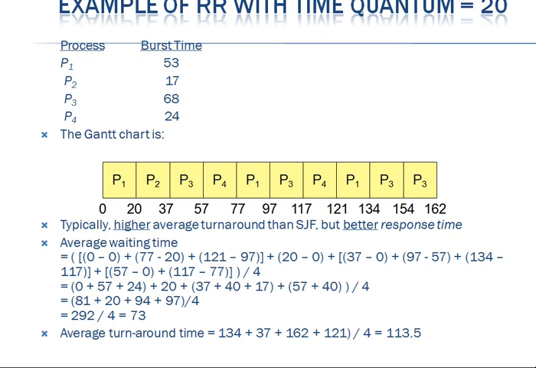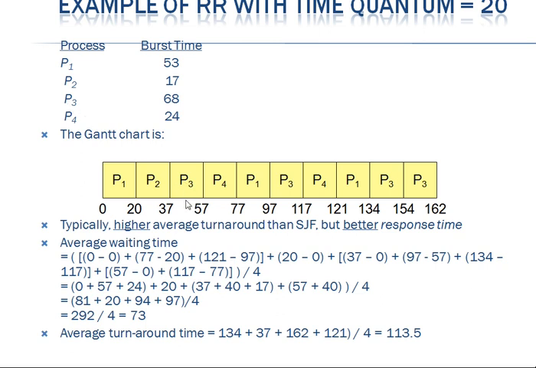Let us understand this with the help of an example. Here, the time quantum we have selected is 20 milliseconds. We have processes P1, P2, P3 and P4, and their burst times are given here. We try to create a Gantt chart. As the time quantum is 20, P1 will get 20 milliseconds even though it doesn't complete in that time. Then comes the turn of P2, which also gets 20 milliseconds, but it finishes before that because its burst time is 17.